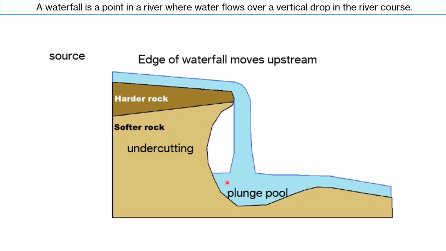However, the rushing water over the edge also undercuts the softer layers of rock, causing the softer rock to erode at a faster rate. The erosion and undercutting of the softer rock means that there is nothing to support the harder rock layer above it, and therefore the edge of the waterfall breaks off in stages, which then causes the edge of the waterfall to migrate upstream towards the source of the river.